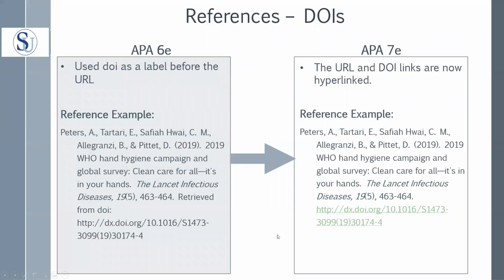And the last thing in the references has to do with the DOI label for journal articles. As you can see in the 6th edition, retrieve from DOI and then the actual DOI address. However, in the 7th edition, along with dropping the retrieve from statement, that DOI label is now dropped. So you can see right after the page numbers, if you have a DOI, the only thing you're going to put is a link to the DOI itself. It's very easy for the reader to tell that this is a DOI because the letters DOI appear in the URL.